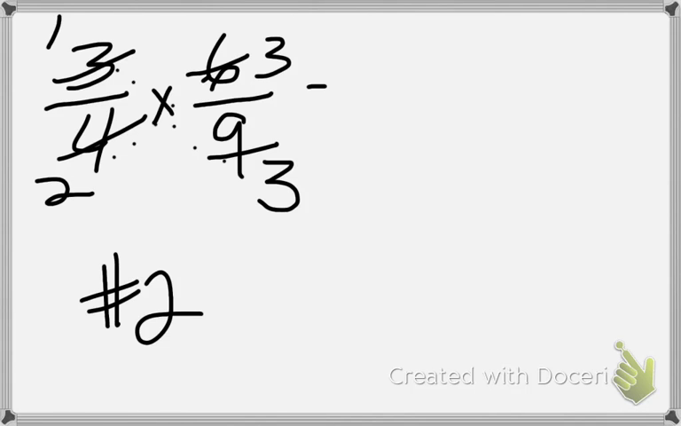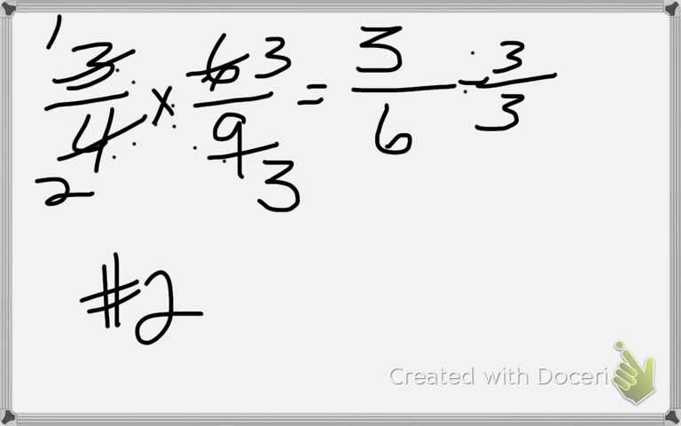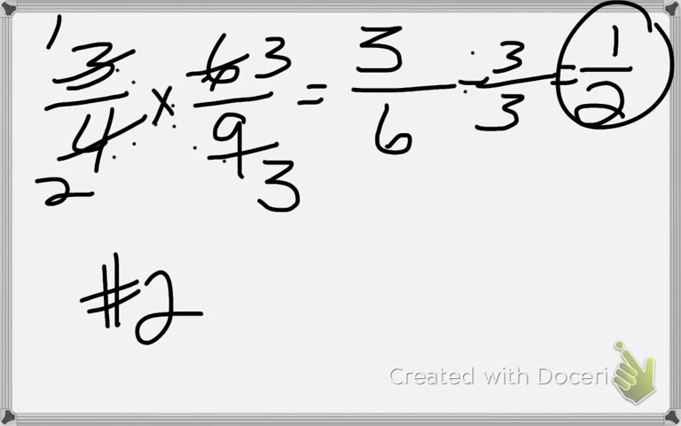Now we multiply straight across. Our numerator is going to be 3, and our denominator is going to be 6. Now we want to make sure we reduce. So what's the largest number we can divide both those numbers by? In this case, it would be 3. So our numerator now becomes a 1, and our denominator becomes a 2.